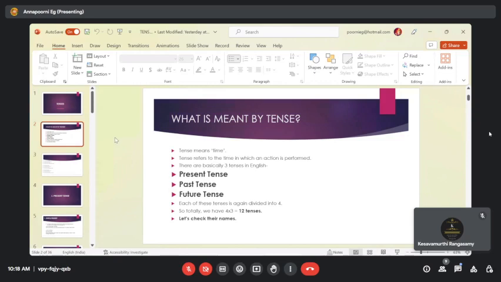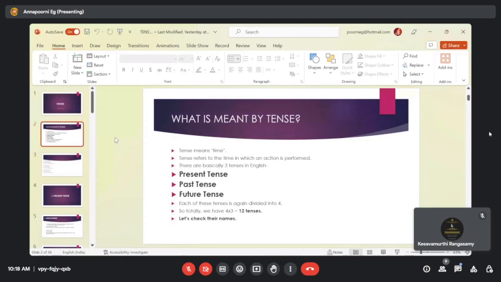on a particular time. For example, you wake up in the morning, you have your breakfast in the morning, you have your lunch in the afternoon, you go to bed at night, then you come back from school in the evening. So each action has a particular time in which it is done. Tense refers to that time, but it doesn't tell us the clock time.